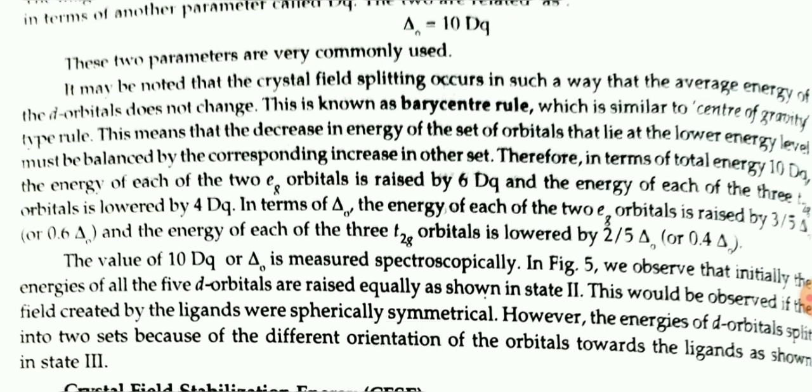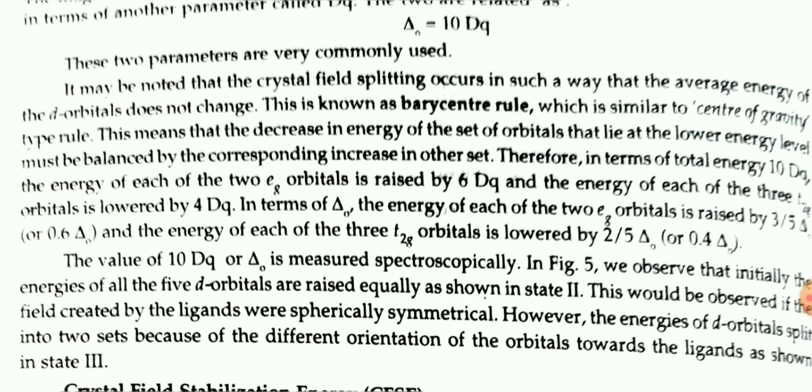It may be noted that the crystal field splitting occurs in such a way that the average energy of the d orbitals does not change. This is known as the barycenter rule, which is similar to a center of gravity type rule. This means the decrease in energy of the set of orbitals that lie at the lower energy level must be balanced by the corresponding increase in the other set. Therefore, in terms of total energy 10 Dq, the energy of each of the two Eg orbitals is raised by 6 Dq and the energy of each of the three T2g orbitals is lowered by 4 Dq.